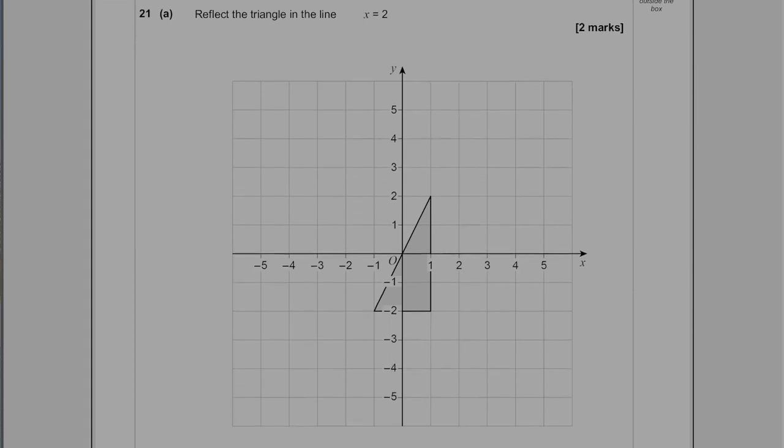Okay, question 21. Reflect the triangle in the line x is equal to 2. So the line x is equal to 2 would be this line here. So if we reflect that, that point would go there, that point would go there, and then that point would go there. So that's going to be my reflection.